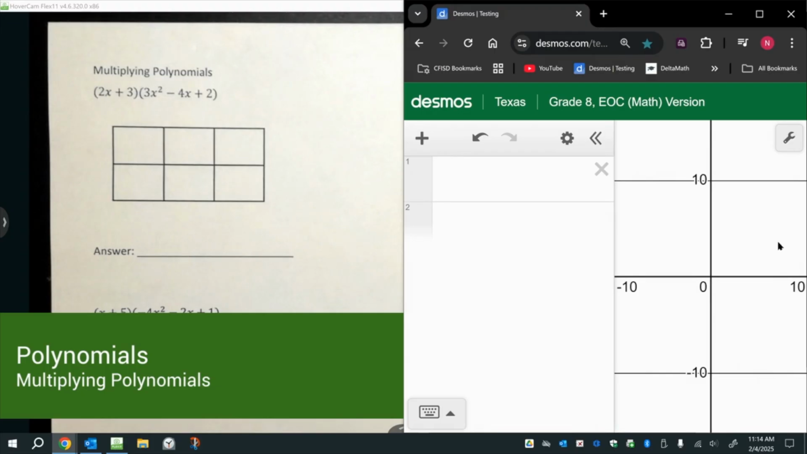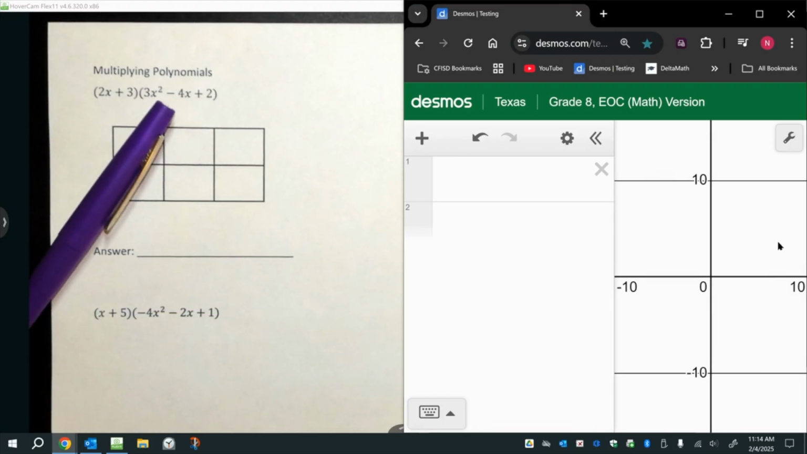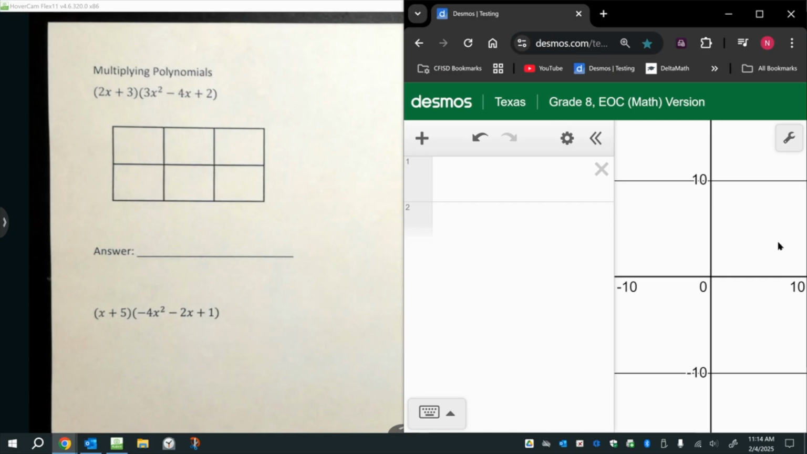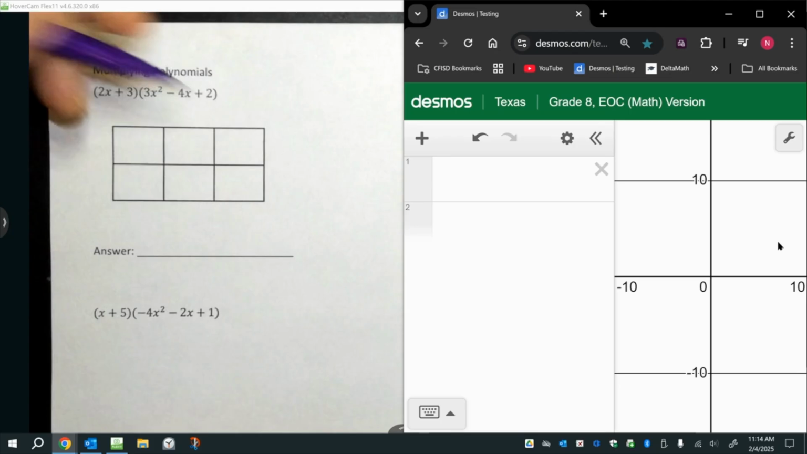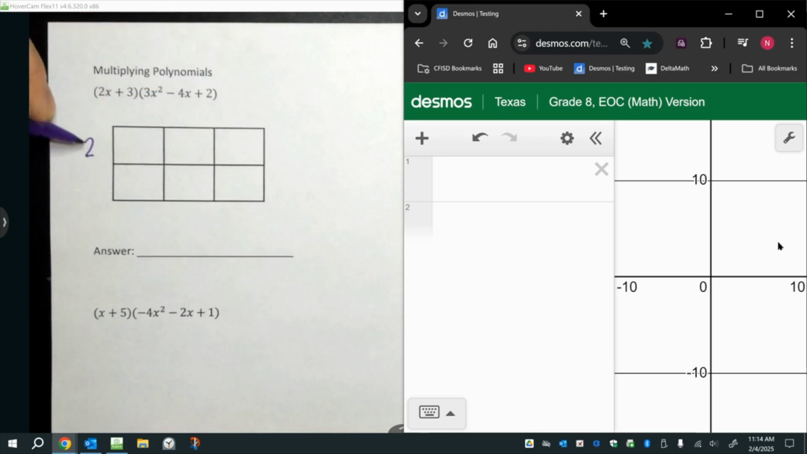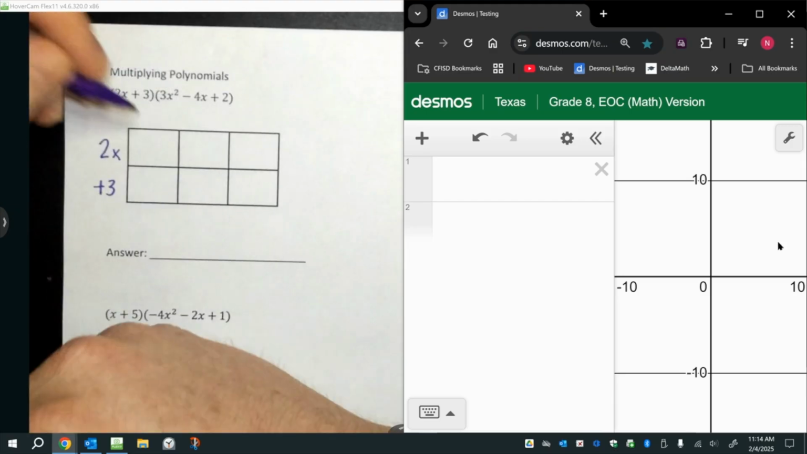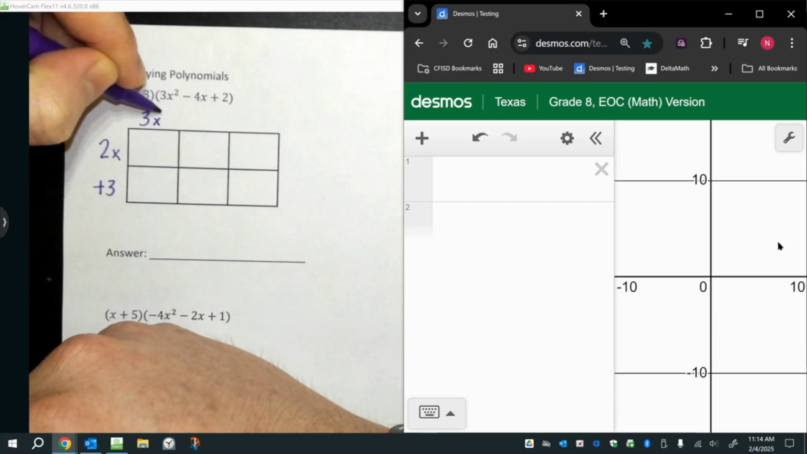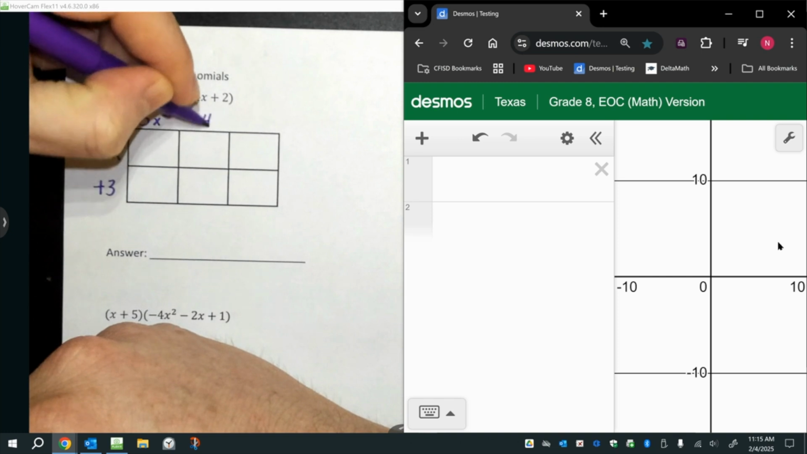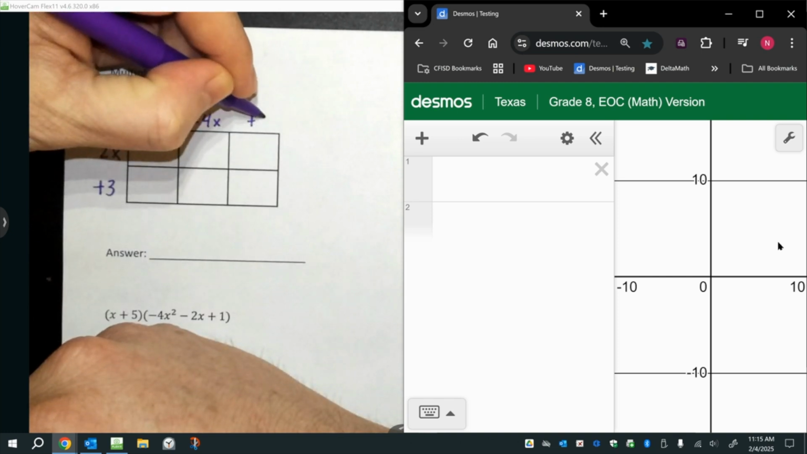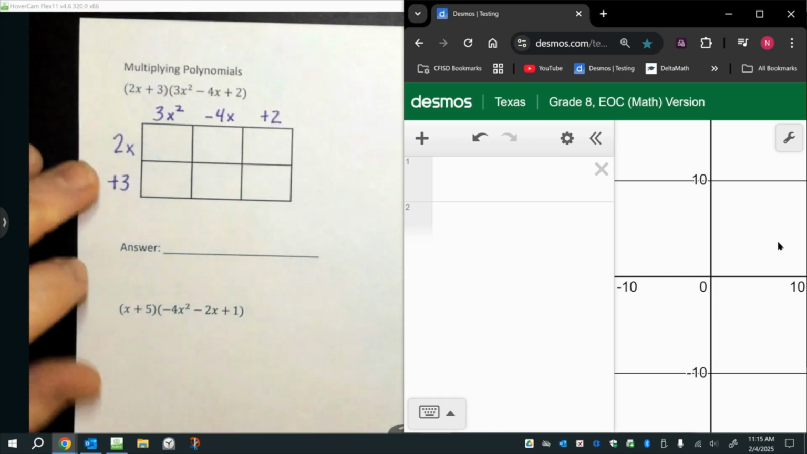Today's edition, multiplying polynomials. All right, here we go. So today we're going to take a binomial and multiply it with a trinomial. So I'm going to set up my little box, but this time I got a 2 on the side and 3 on the top. So that means I'm going to put my 2x plus 3 here. And then I'm going to put my 3x squared minus 4x plus 2. All right, so that's that right there.